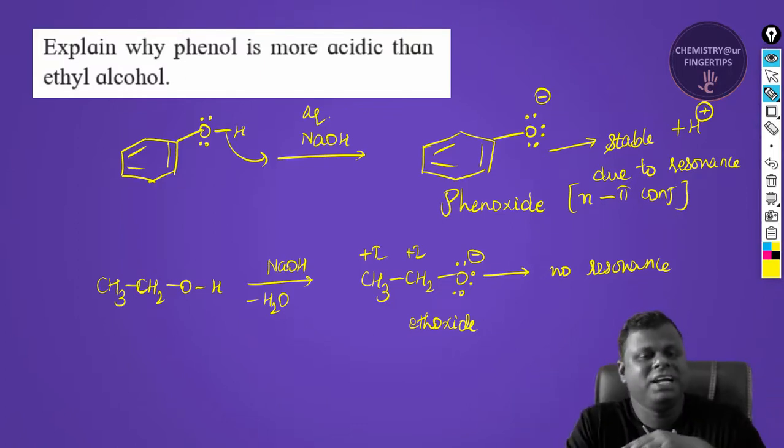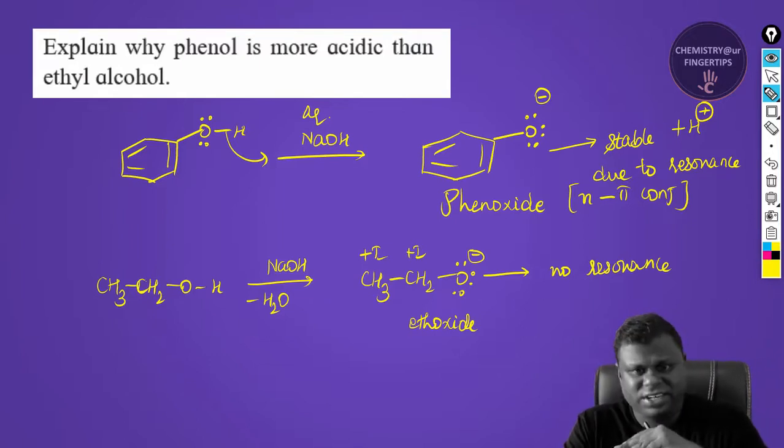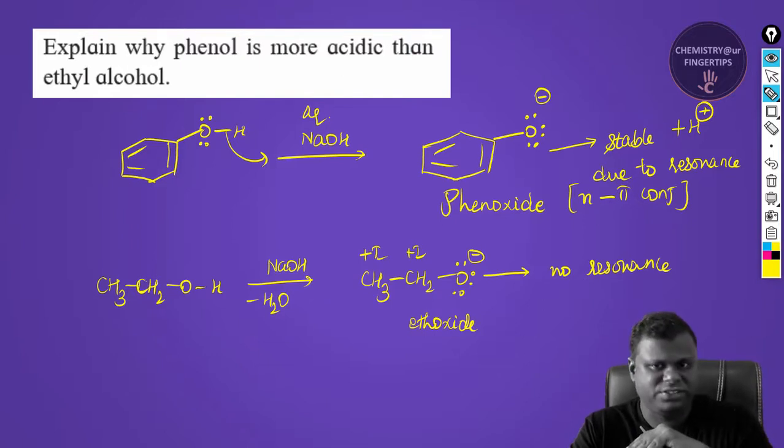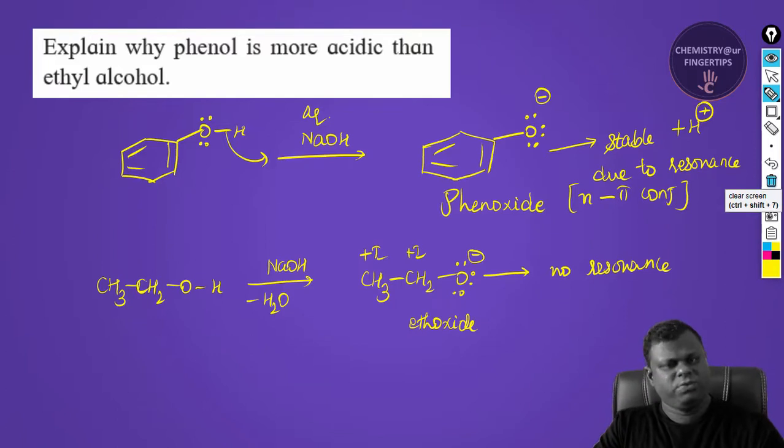So the simple answer to this particular question, why phenol is more acidic than ethyl alcohol? The reason is very simple: phenoxide ion is stable due to resonance. So this is basically the correct answer. Okay, let's move on to the next part.